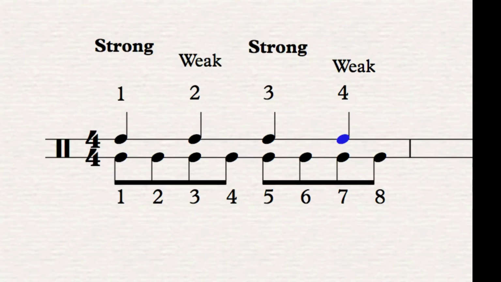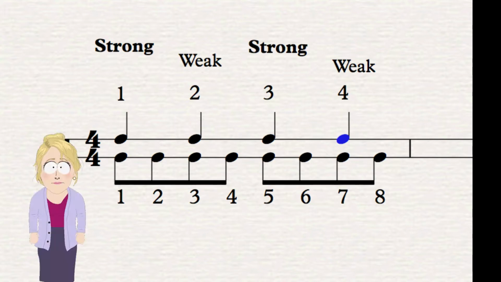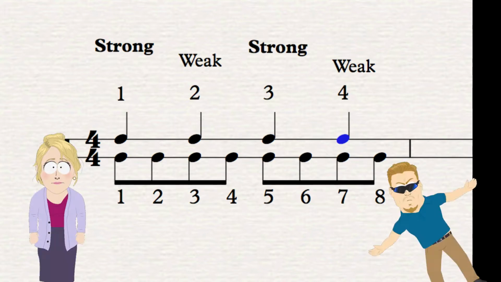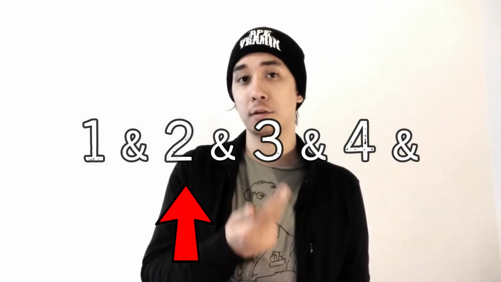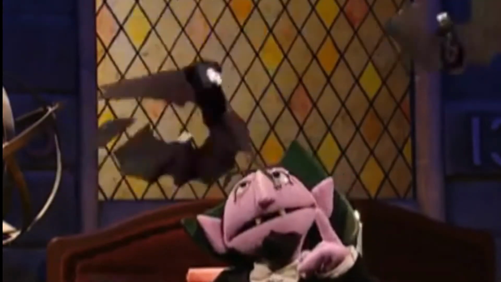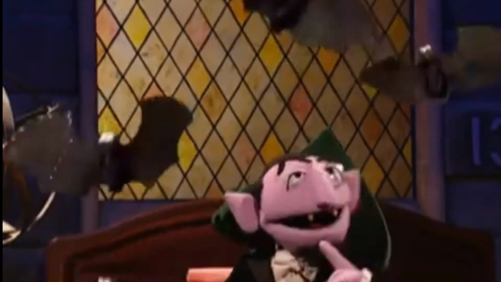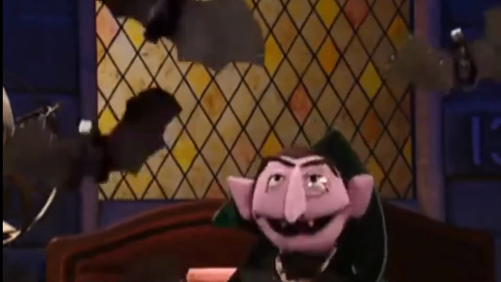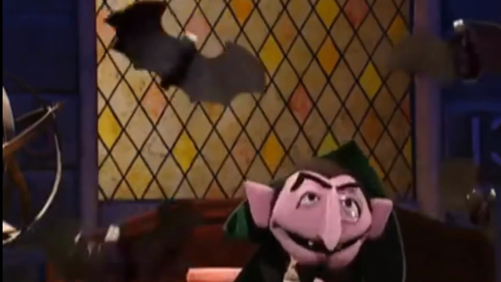If we divide each of these beats into eighth notes, we have a similar situation. The odd number beats would be stronger than the even. This is why musicians put the word "and" between beats while counting, as in 1 and 2 and 3 and 4 and. This is to show that the eighth notes between each beat should not be emphasized. 1, 2, 3, 4, all together. 4 beautiful buttes. I mean 4 beautiful bats.